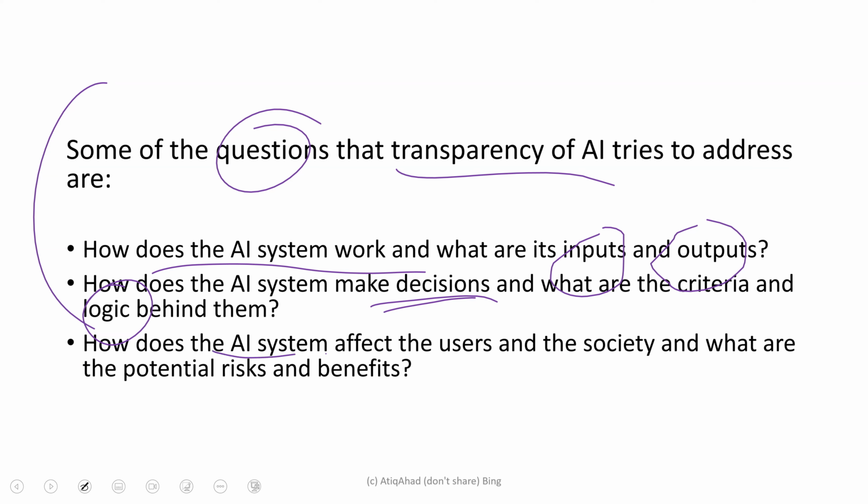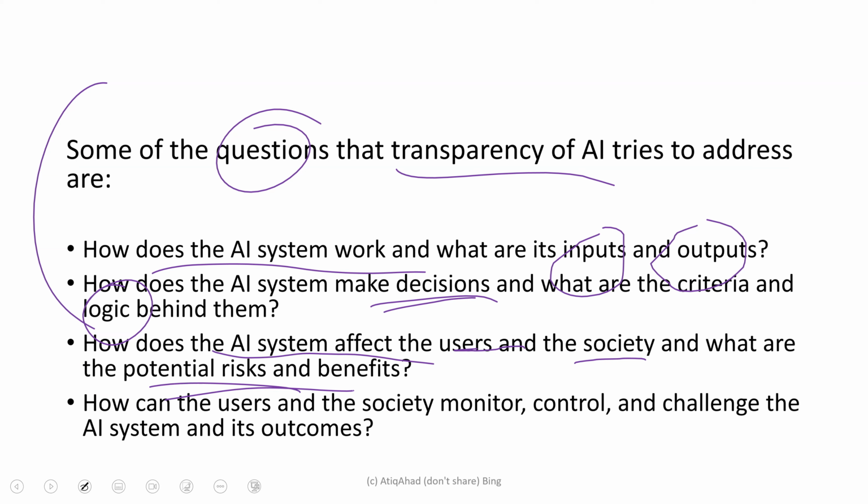So how does the AI system affect the users and the society, and what are the potential risks and benefits? And how can the users and the society monitor, control, and challenge the AI system and its outcome?